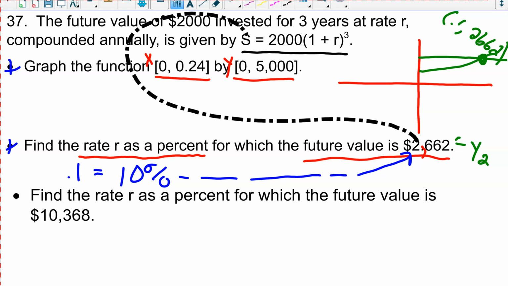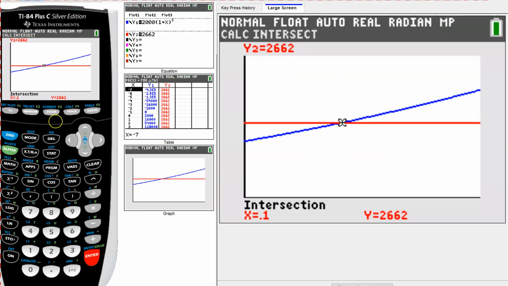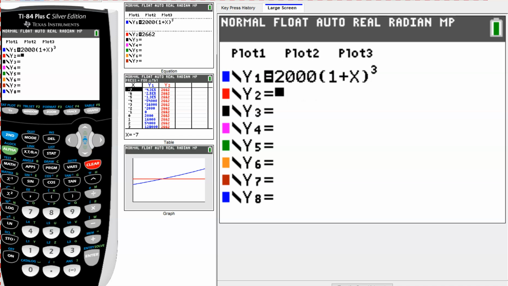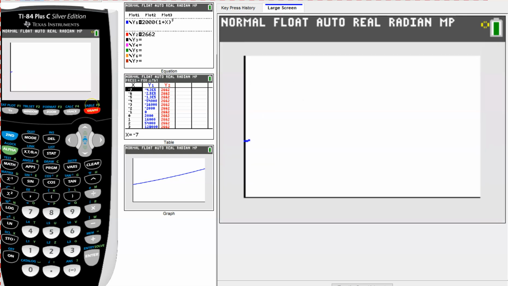The third part, find the rate R as a percent for which the future value is 10,368. So I'm going to go back to my calculator. I'm going to go back to my y equal, and I'm going to clear this out, and put in my 10,368. And I just want to show you what's going to happen here. So when I graph this, I'm not going to see my horizontal line because it's above 5,000. So it's going to be somewhere way up here.